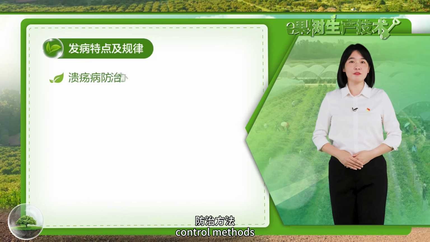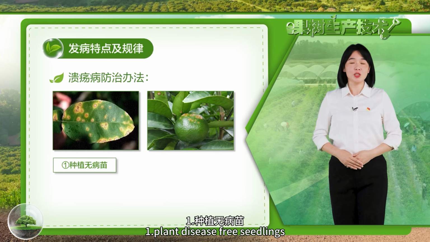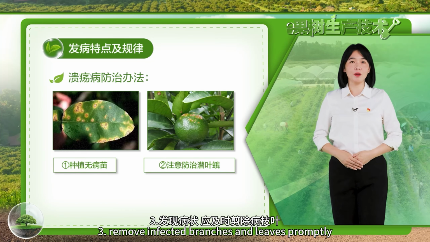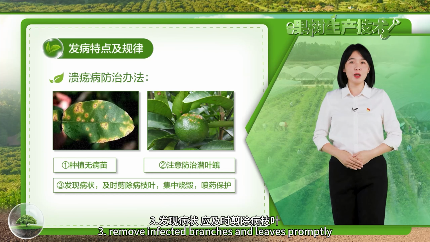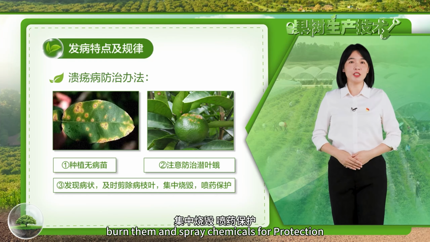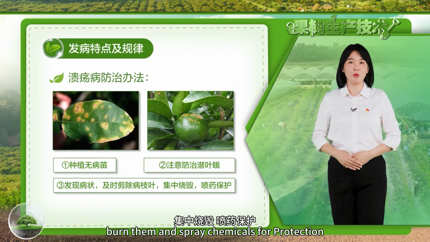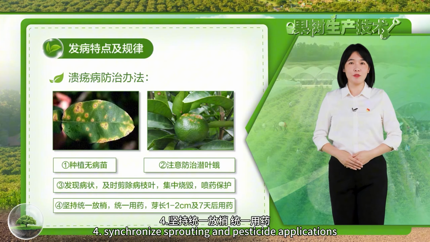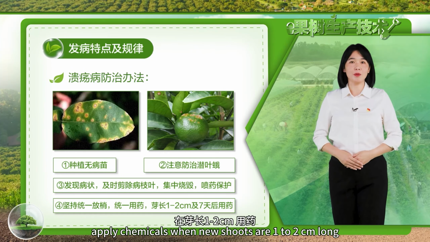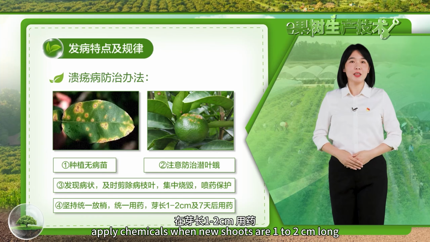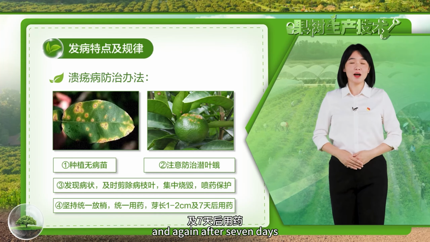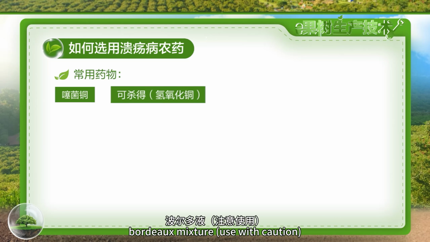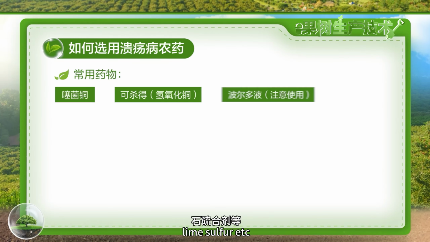Control methods. 1. Plant disease-free seedlings. 2. Prevent and control citrus leaf miners. 3. Remove infected branches and leaves promptly. Burn them, and spray chemicals for protection. 4. Synchronize sprouting and pesticide applications. Apply chemicals when new shoots are 1 to 2 centimeters long and again after 7 days. Common pesticides: thiacopper, colcide, Bordeaux mixture, lime sulfur, etc.